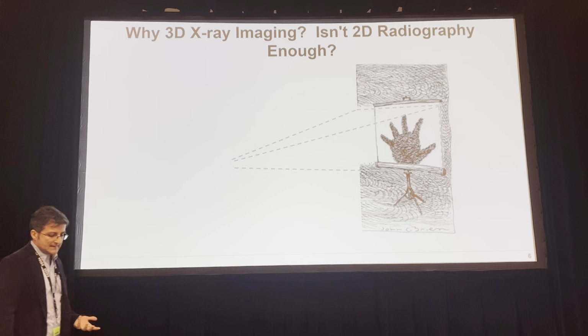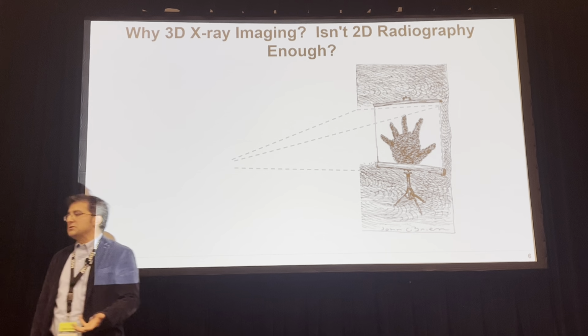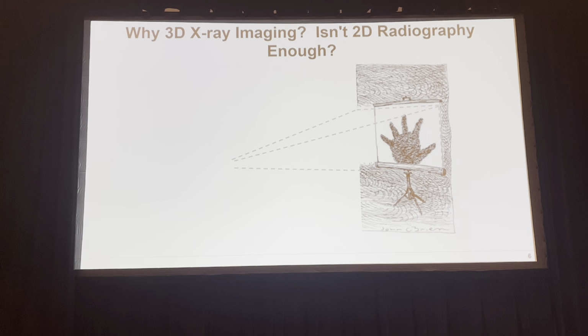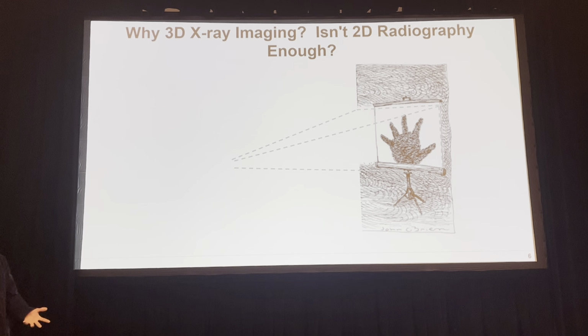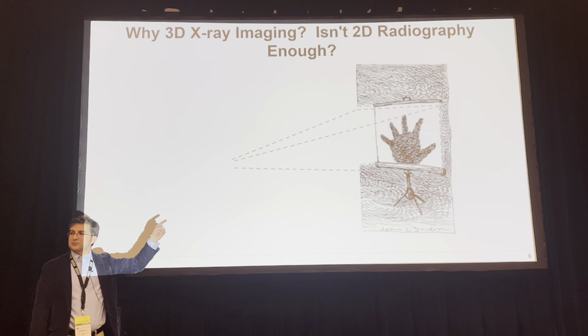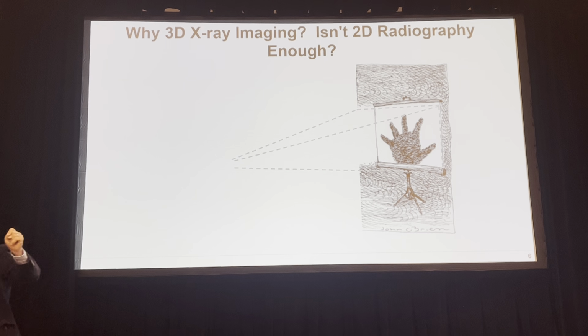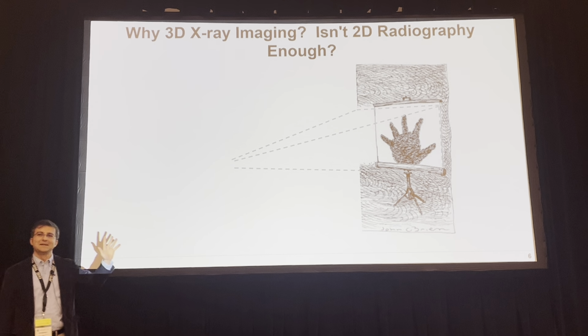Now, the question is, why do we need to do 3D? Why is it not sufficient to do just a radiograph? A lot of people still use a radiograph. So I put this little picture there, and I have a question for you: what does that image correspond to? Any guesses? Is it a hand? Is it a cactus, maybe? A turkey? A jester hat?